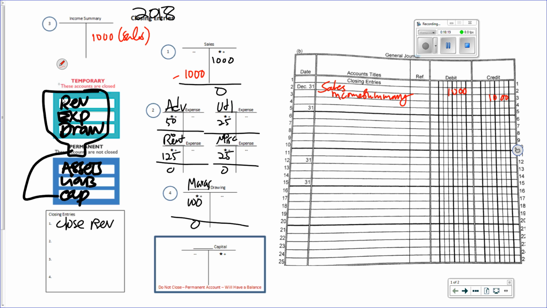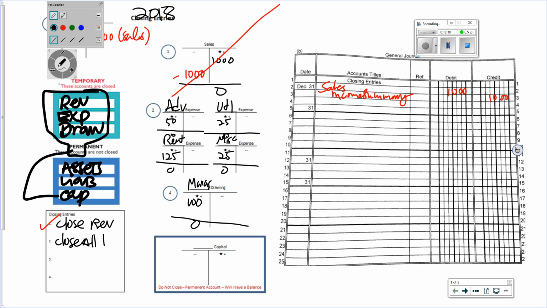1,000 minus 1,000 is 0. I got that one closed out. Check. I did the first one. Next thing, what are we going to do? Close all expenses.